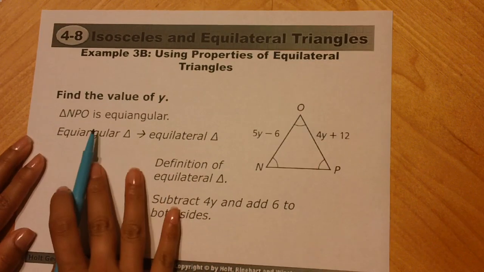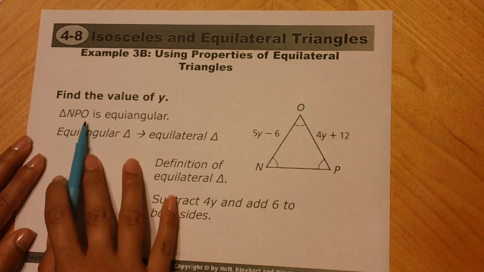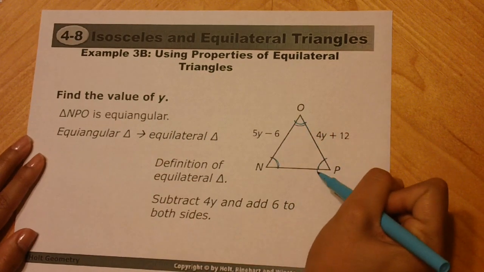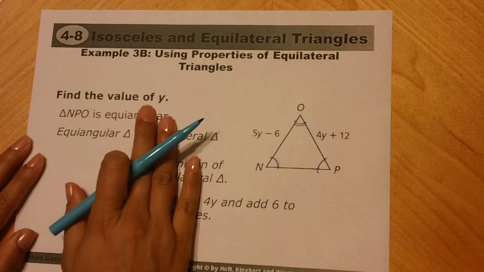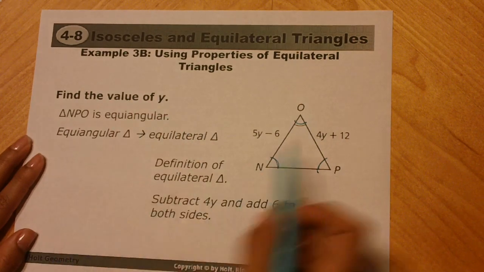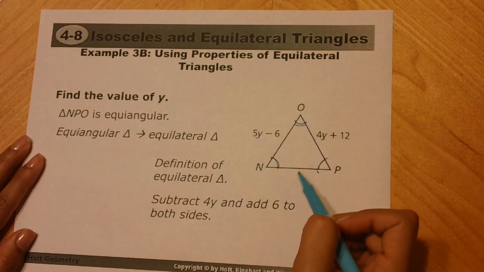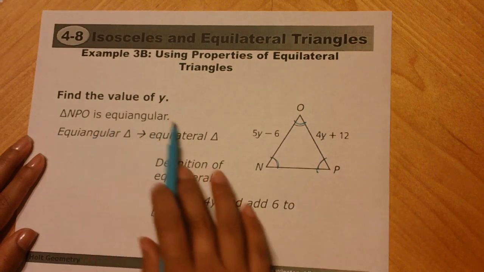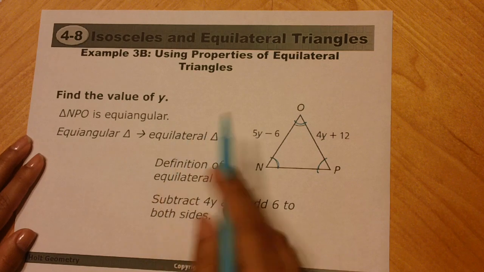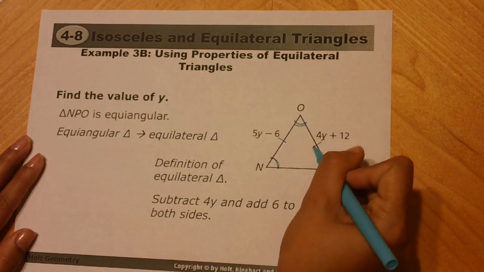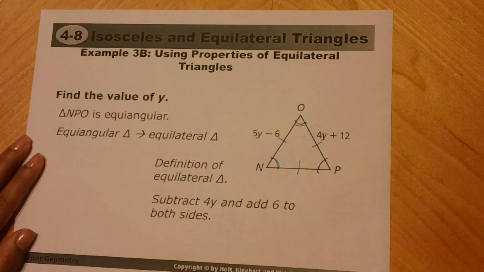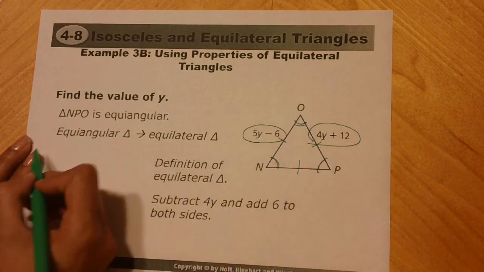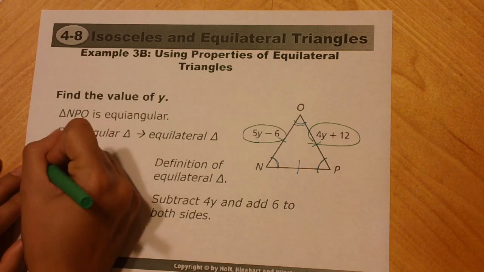Alright, last one. It says the triangle NPO is equiangular. That means all three of these angles are the same. And then they want you to find the value of y. Y is in those two expressions. Well, if I know that all three angles are the same, then I can conclude that it's also equilateral, which means this side is the same as this one is the same as this one. Because both of these sides are congruent, I can set both of those expressions equal to each other.